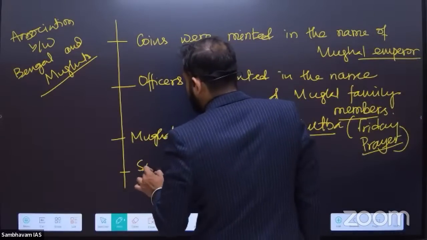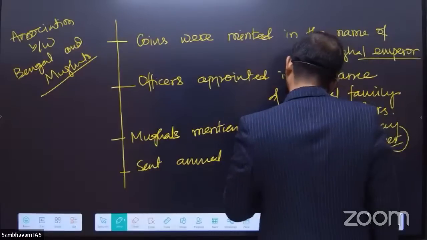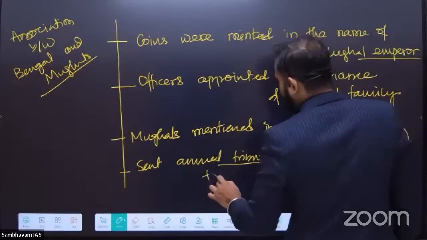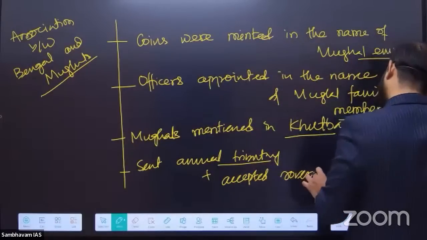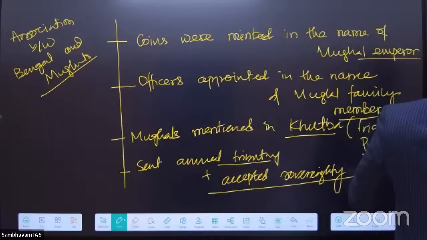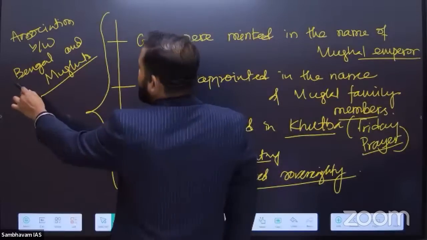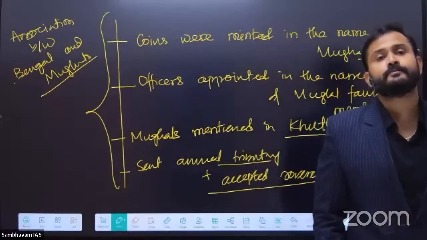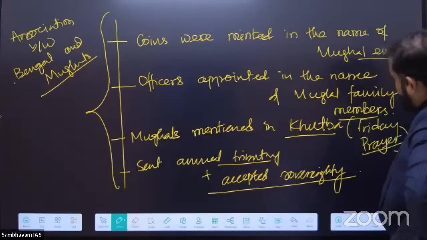And sent annual tributes. Tribute plus accepted sovereignty. These are the components which help us understand why it was autonomous and not independent. This is very valid. Kindly write it down. If you have, tell me. I'll proceed forward.